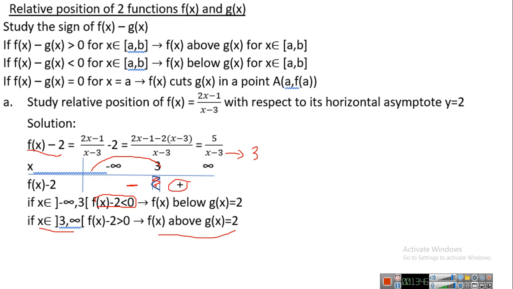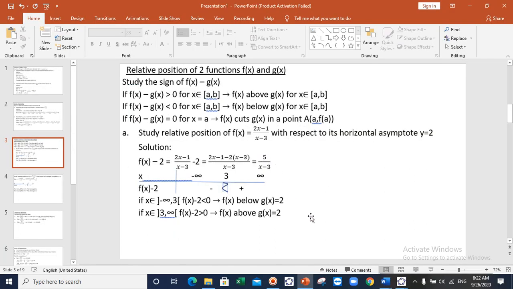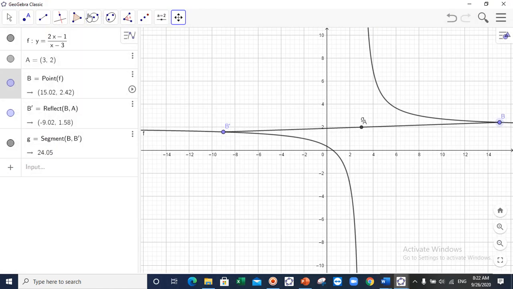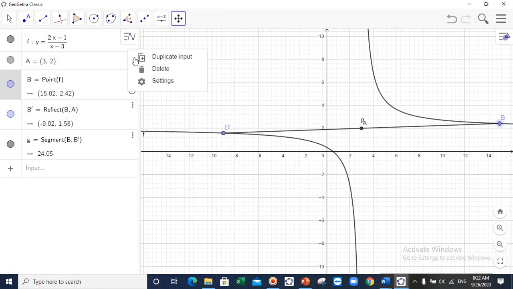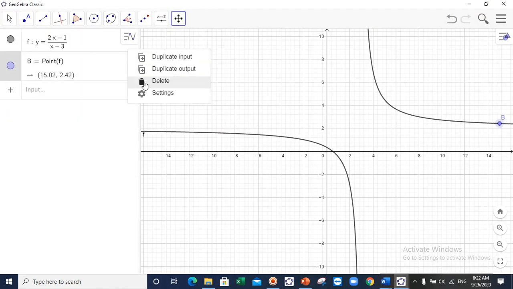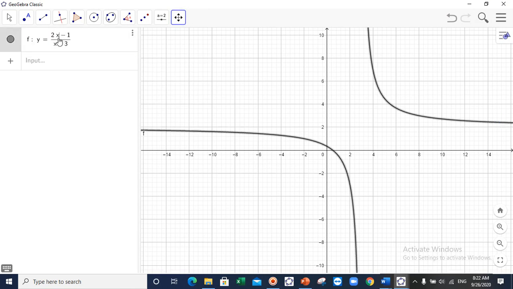So let us see it in GeoGebra. Let me write the function. You have the function 2x minus 1 over x minus 3 with respect to y equal to 2. Let us go to GeoGebra. So here we have f(x) equals 2x minus 1 over x minus 3. We have y equal to 2.